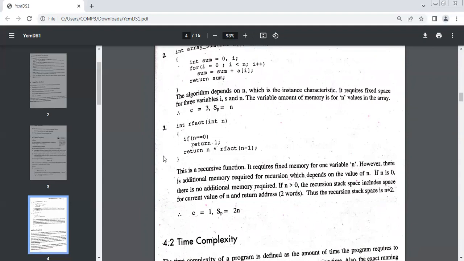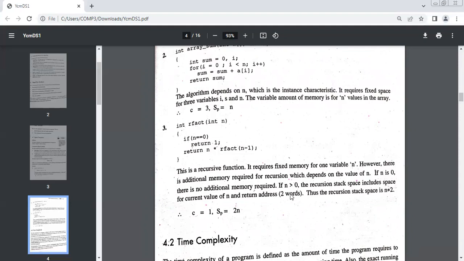Okay, so we can calculate the space complexity for this function. The constant requirement is 1 and the variable part is 2 into n. So the total space complexity is equal to C plus SP, meaning 1 plus 2n. Okay, so this is the space complexity.